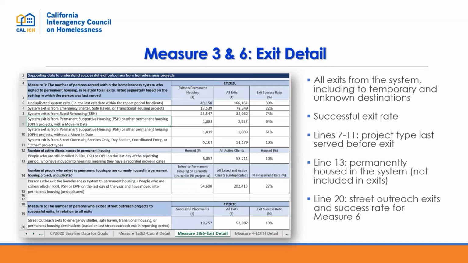Below line 20, you will find the same information on exits for CYs 2019 and 2018 to provide context on historical trends in system exits and help inform the goal setting process.